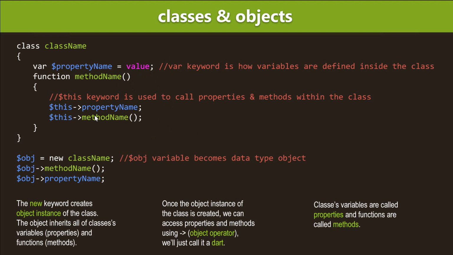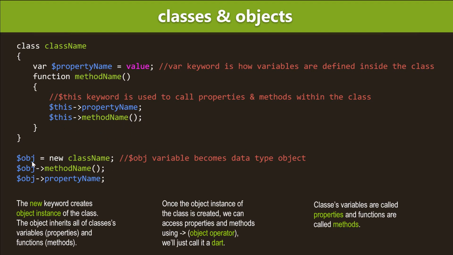And if we wanted to access our property inside the class, we would use the keyword this followed by the object operator, also known as a dart. I'm just gonna call that a dart from now on, and you do the same thing if you wanted to access the method name as well.